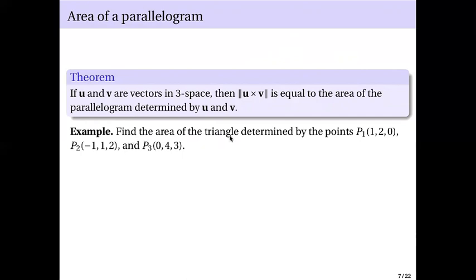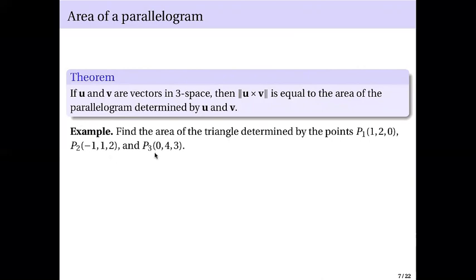Find the area of the triangle determined by the points P1, P2, and P3. Take note that a triangle is just half of the parallelogram. So the area of the triangle is just half of the area of the parallelogram.